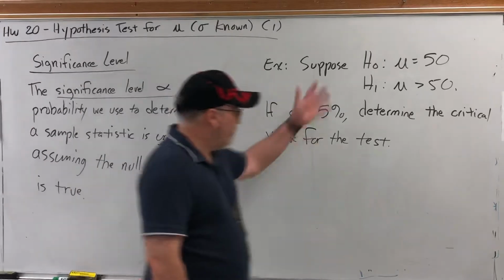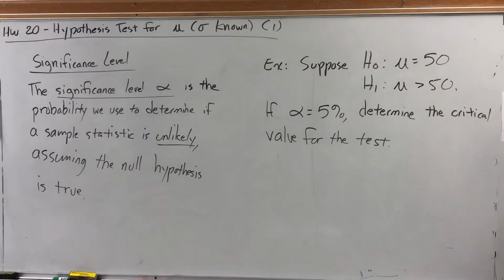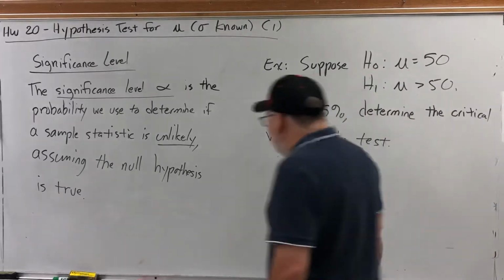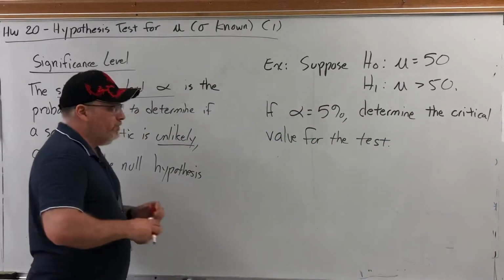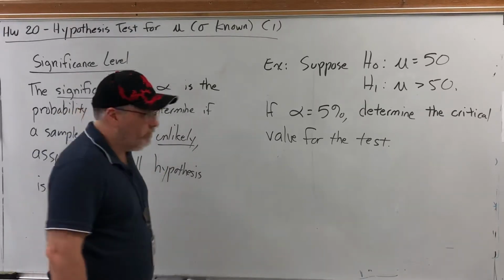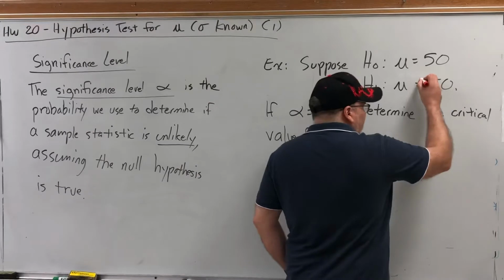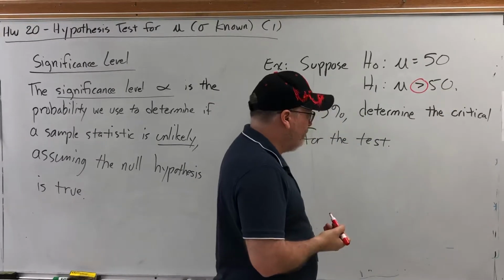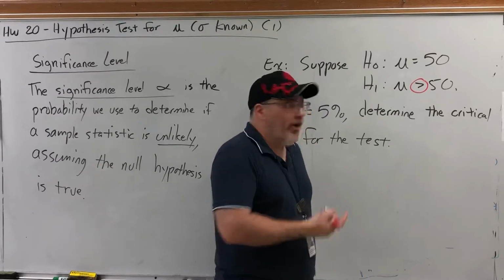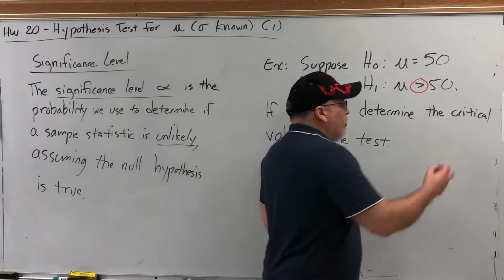For example, let's consider this pair of hypotheses. Somebody suggests that the mean of a population is 50, whereas evidence suggests in the alternative hypothesis, no, we think the mean is less than 50. If alpha equals 5%, determine the critical value for the test. Now, what do I mean by that? Well, the significance level goes hand in hand with the type of test. For example, in this alternative hypothesis, because it says greater than, then this is going to be a right tail test.